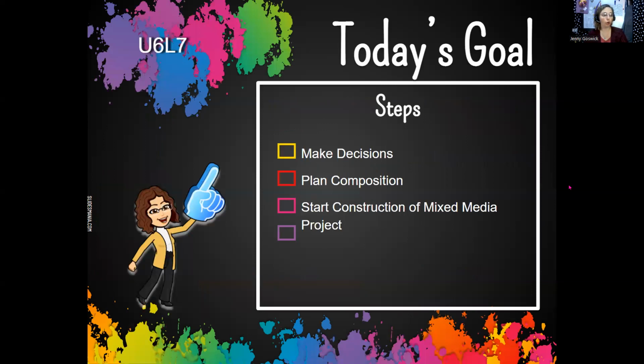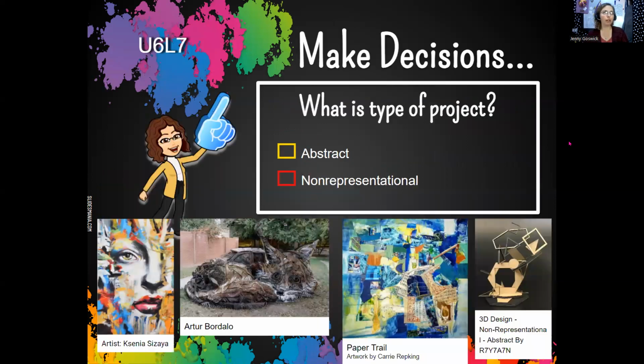So today's goal, we have three things we need to kind of address. One, we have more decisions to make today. We're going to plan out our composition a little bit, and then you can actually start assembling or constructing this mixed media project. So there's some things we need to think about before we get there, and part of this is that decision-making step. At this point, you have decided whether you are going to do a collage or a sculpture.